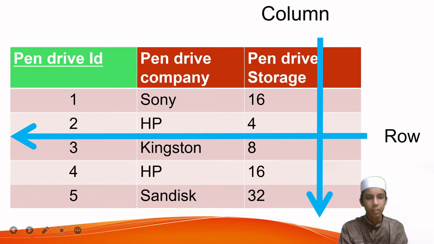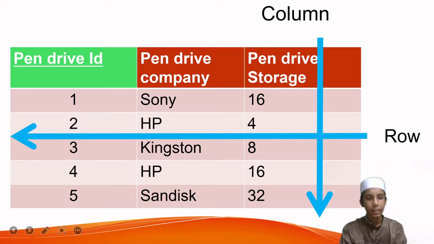Whenever we are creating a table, we can create it using rows and columns. The column defines a single attribute and the row defines an entry. So in a single row, we are storing the pen drive ID, the pen drive company, where the pen drive was produced, and the storage limit of the pen drive.